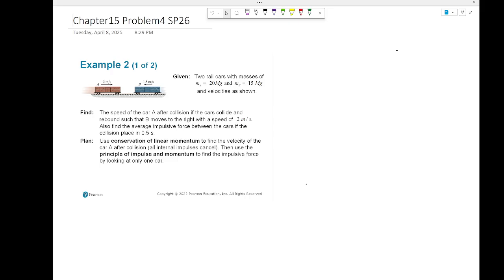Okay, so the strategy: you've got to use the conservation of linear momentum, just like in last class. Remember, in conservation of linear momentum, before and after the strike, you have MV. Before the strike, you have both MAVA and MBVB. M is the masses, V is the velocities for both A and B, those two cars. And you can put a subscript of 1 before the collision and 2 after the collision. So that's the conservation of linear momentum that we're going to apply to find the velocity of car A.